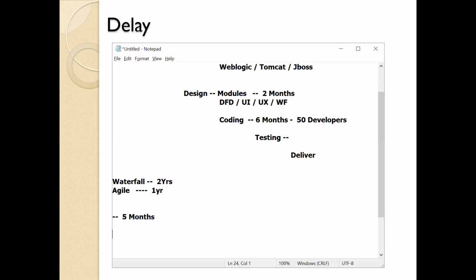Clients are not ready to wait for 1 year also. 1 year is a long time now. Clients are giving the requirements and want the application delivered in just 4 or 5 months at such a faster rate. Agile is faster when compared to waterfall model, no doubt.